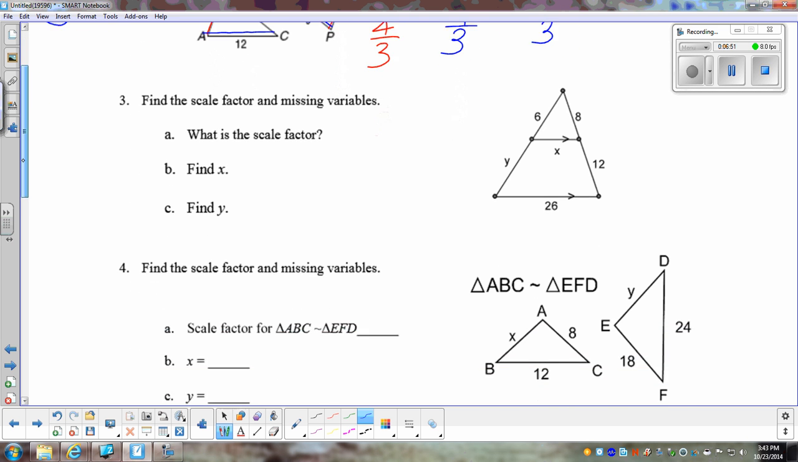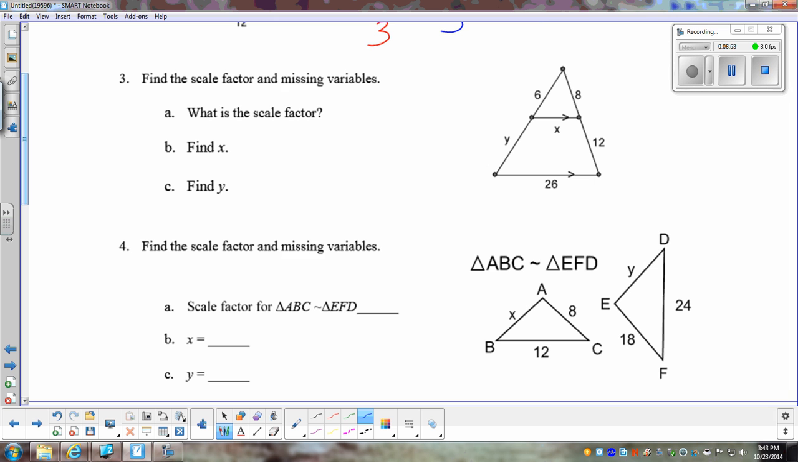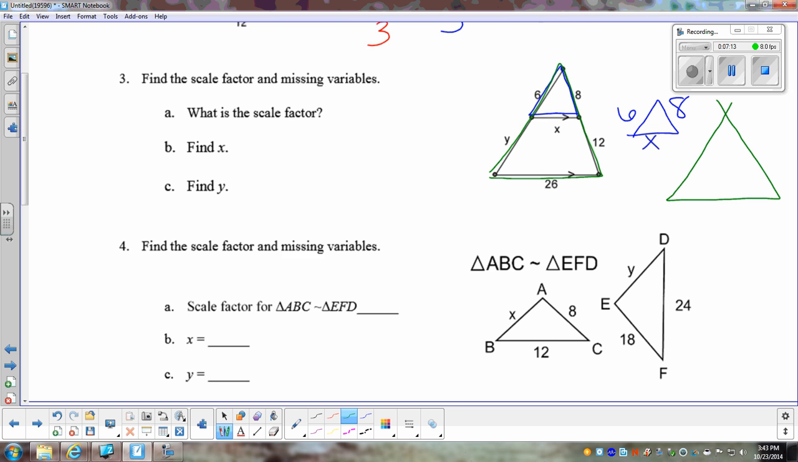Number 3, find the scale factor and the missing variables. So I'm looking at my two triangles. Here's my one triangle, which I'm going to draw out separately. So I have 6, 8, and x. And I have my bigger triangle. Again, I'm going to draw it separately. The bottom piece is 26. This side here is y plus 6. And this side here would be 8 plus 12, which is 20.